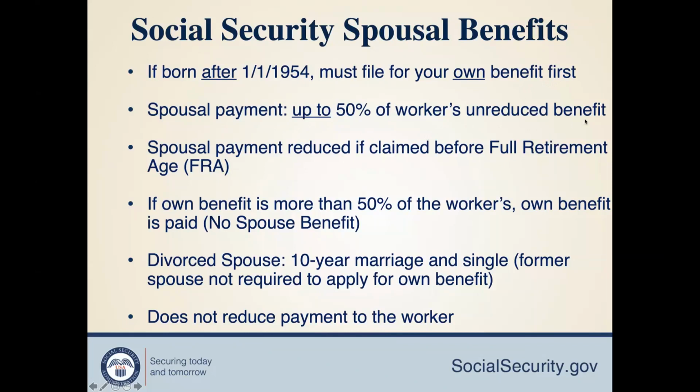Let us say that your wife is not working, or she was in a low paid job or something like that. Then when you start getting 3,000, she can start getting 1,500 without doing anything. She has not contributed to Social Security ever, but she can still get 1,500. So that is a huge benefit again. So 50%. But again, the spousal payment is reduced if claimed before full retirement age. I think I have a slide showing how much. And if your own benefit is more than 50% of the worker's, your own benefit is paid.